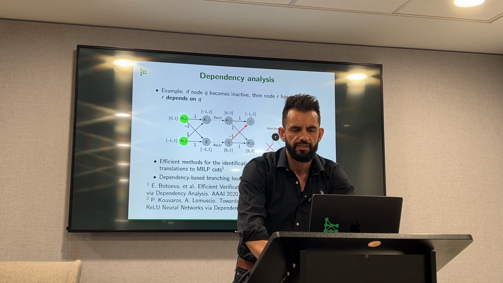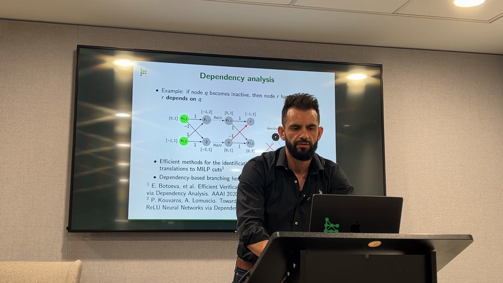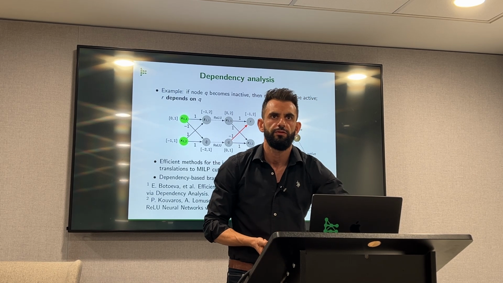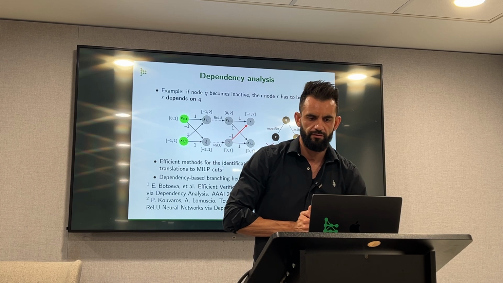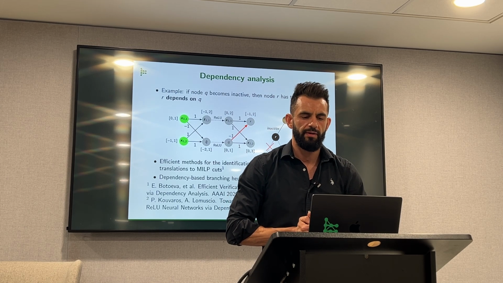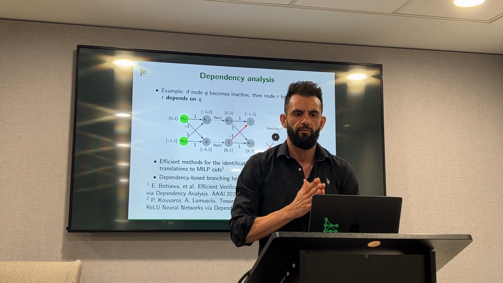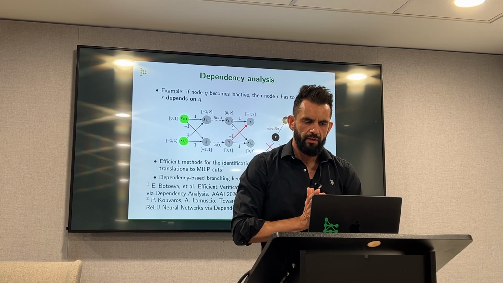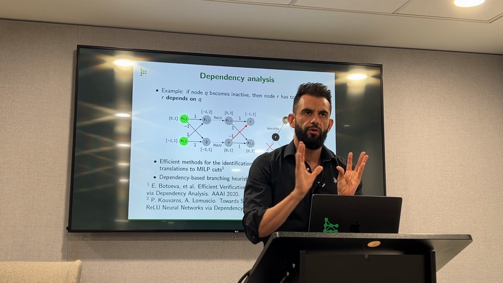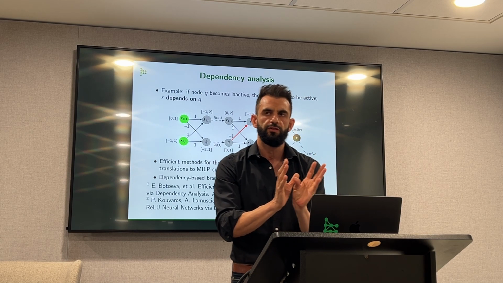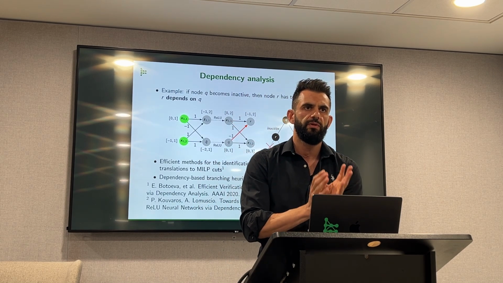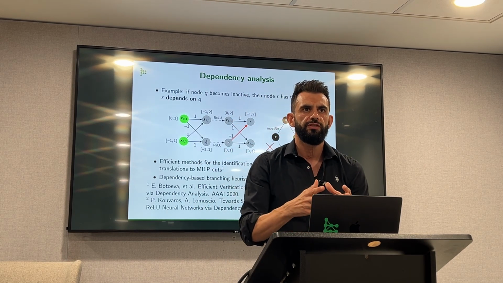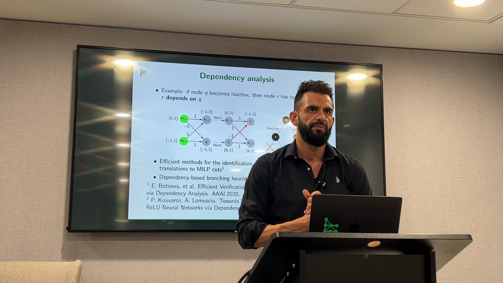In particular, if we say branch on the variable Q and go to the inactive branch, then we do not have to consider the inactive branch of variable R, right? Because we know the ReLU node R will be active in that case. And we can compute these dependencies between the nodes very efficiently using simple linear analysis, which uses the bounds that we computed from the bound propagation step.